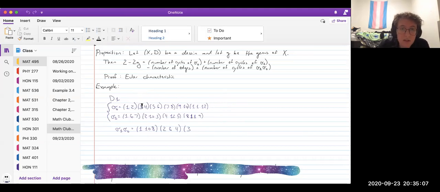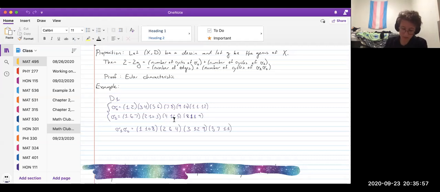Now 3 goes to 4, 4 goes to 12. 12 goes to 11, 11 goes to 9, 9 goes to 10, and 10 goes to 3, so that closes up, and we just have one more. 5 goes to 6, 6 goes to 7, 7 goes to 8, 8 goes to 11, and now 11 goes to 12, and 12 goes back to 5. So there we go, that's sigma 1, sigma 0.